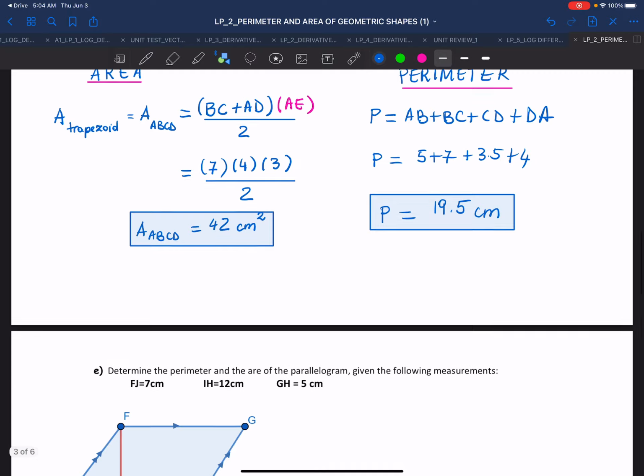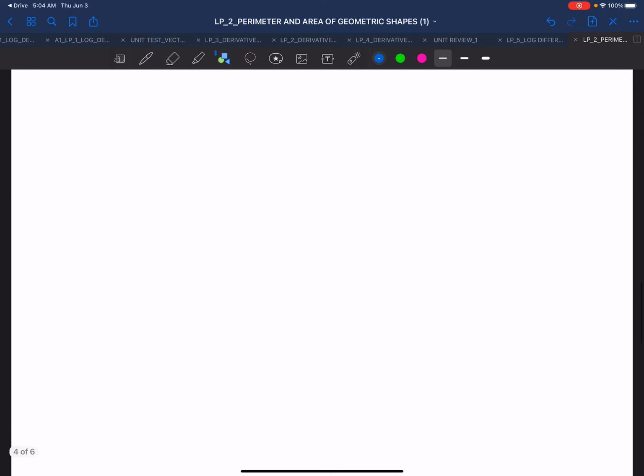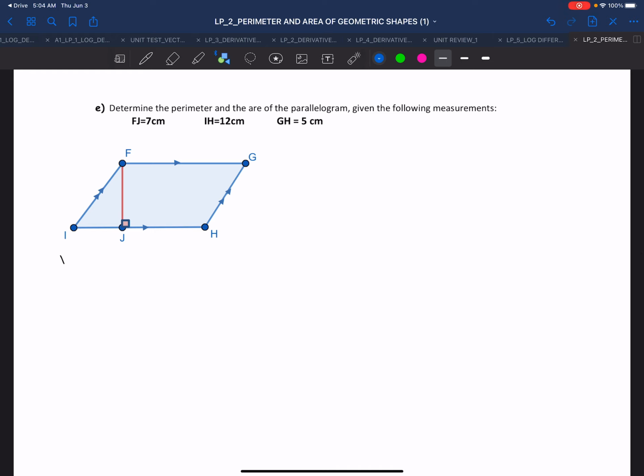All right, so we're moving on to the next example, and this is our last example. Now in this example, we have a parallelogram. Again, we are in a similar situation as in the trapezoid before. So we are given the lengths in the problem, but we haven't actually put them on the diagram. So let's do this together.